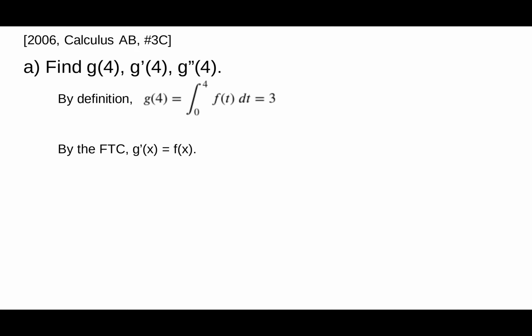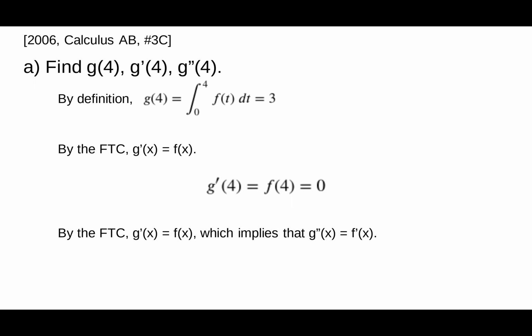By the fundamental theorem of calculus, g prime of x is f of x, so g prime of 4 would just be f of 4, which we can also get from the graph. F of 4 is 0. And also by the fundamental theorem of calculus, if g prime of x is f of x, g double prime of x would be f prime of x. So g double prime of 4 would just be the value of the derivative of f at 4, which turns out to be negative 2.